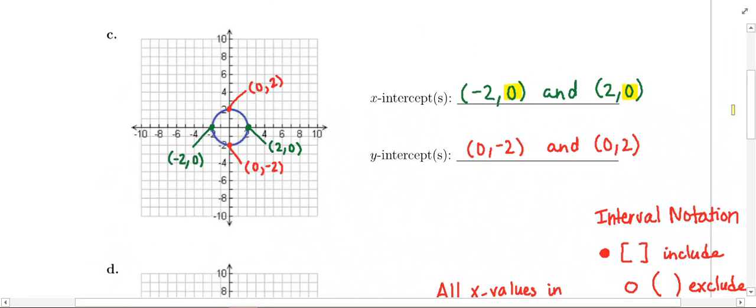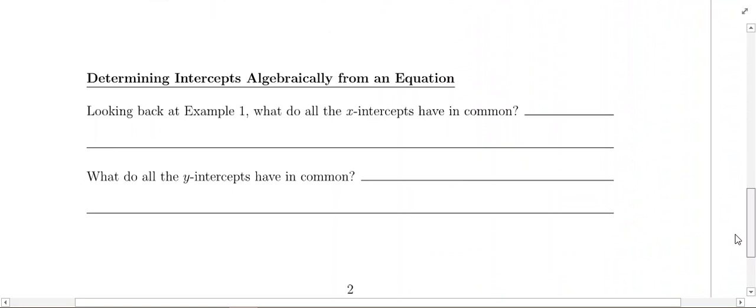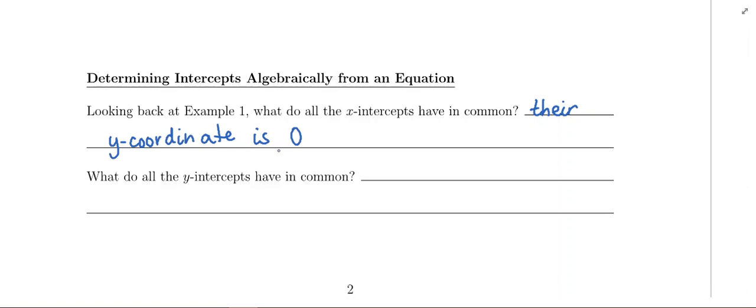Your y-coordinate is always 0. So let's go ahead and jot that observation down. What all the x-intercepts have in common is that their y-coordinate is 0. Every time you have an x-intercept, the y-coordinate is 0. And that makes sense because if you're an x-intercept, you lie on the x-axis, which means your y value has to be 0.